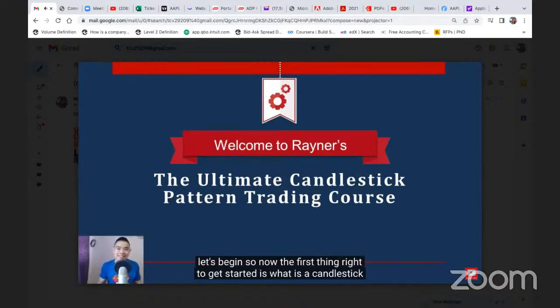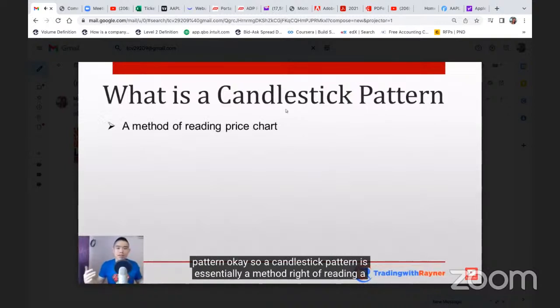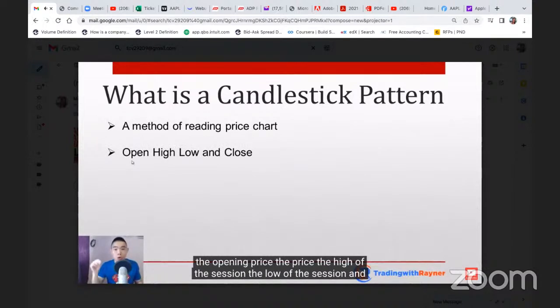Then let's begin. So the first thing to get started is, what is a candlestick pattern? A candlestick pattern is essentially a method of reading a price chart. It originated back in Japan, that's the history. And the key component of a candlestick chart is that it shows you four things. It shows you the opening price, the high of the session, the low of the session, and the closing price.